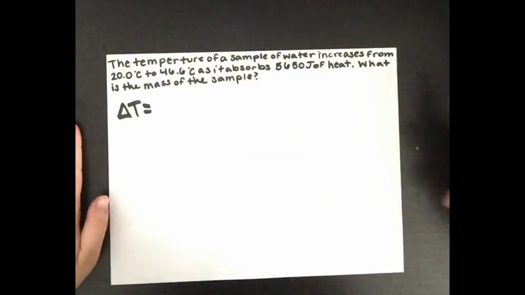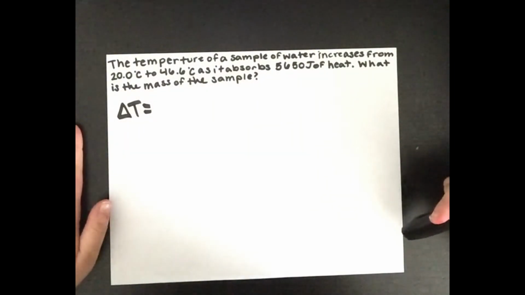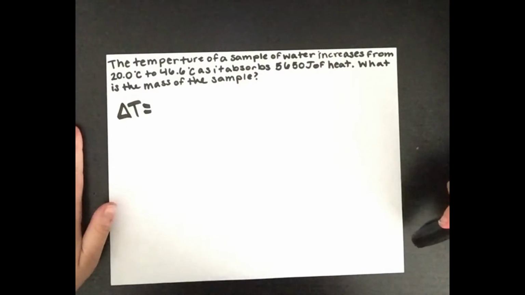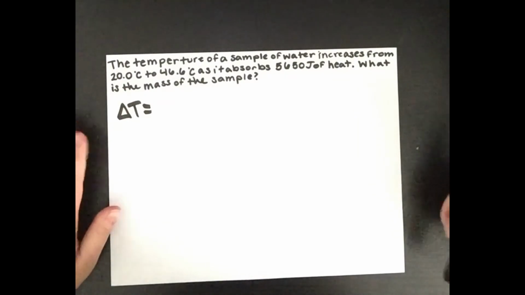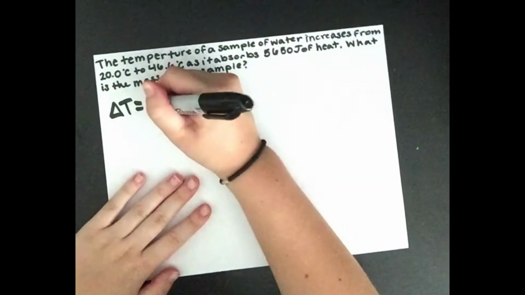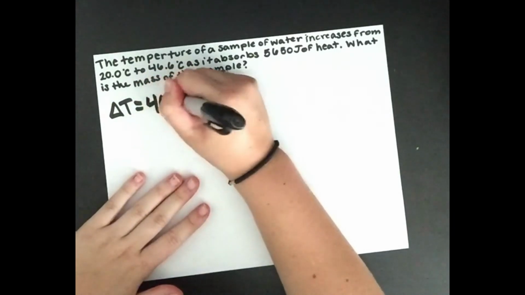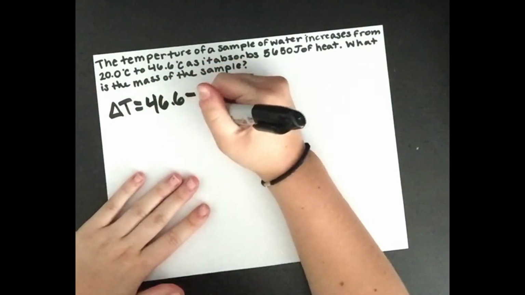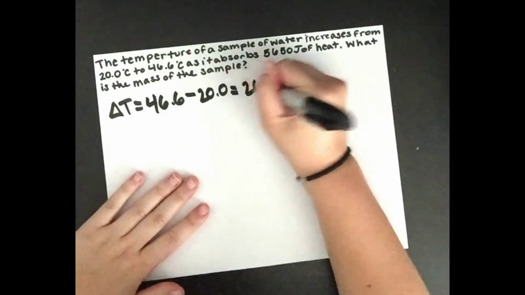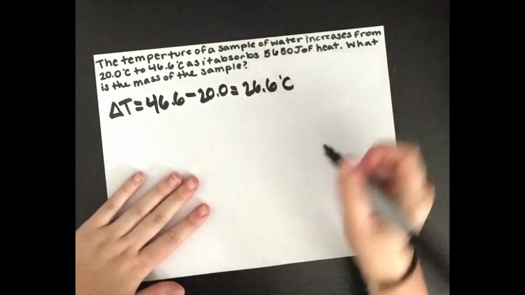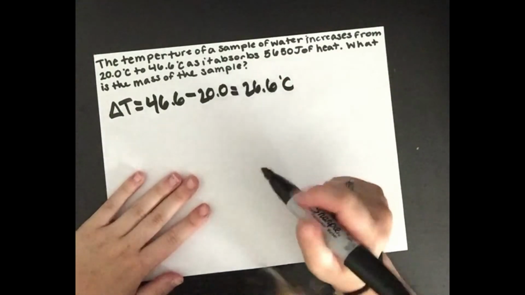Alright, so our next question says that the temperature of a sample of water increases from 20 degrees Celsius to 46.6 degrees Celsius as it absorbs 5,650 joules of heat. What is the mass of the sample? So first, we're going to find our delta T since we're given two different temperatures. So delta T equals our final temperature, 46.6, minus our initial temperature, 20 degrees Celsius. And that gives us 26.6 degrees Celsius. A positive answer makes sense as we're absorbing heat.